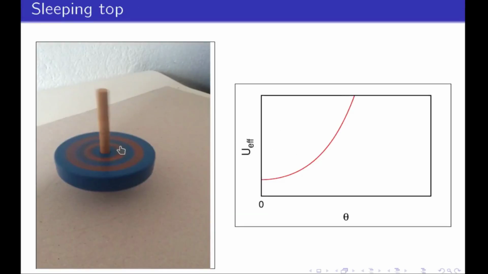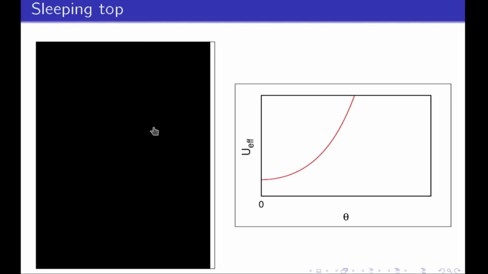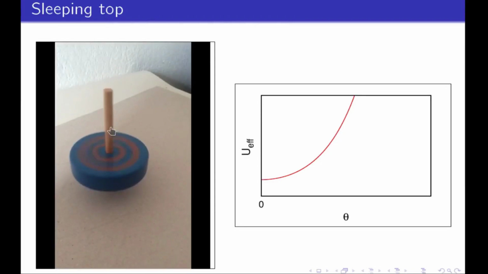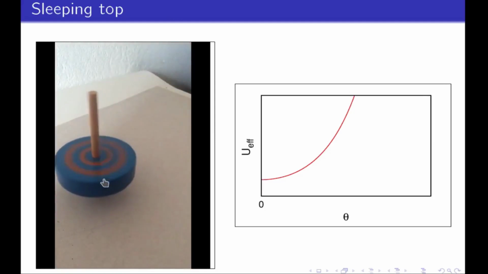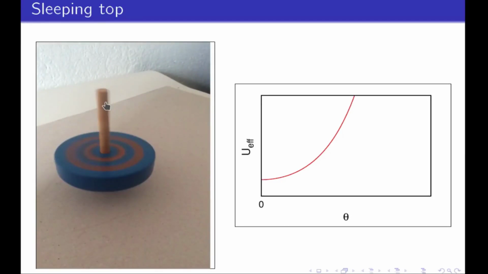Firstly, let us consider the sleeping top stage of the motion. We have seen that during the sleeping top stage, the top is stable and the symmetry axis points directly to the upward position, which means that theta is equal to 0. When Lz and Lz prime are equal to each other, the form of the effective potential is in this form.